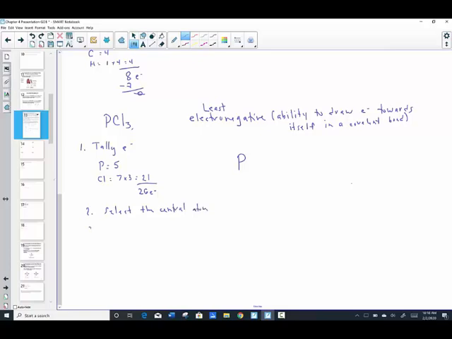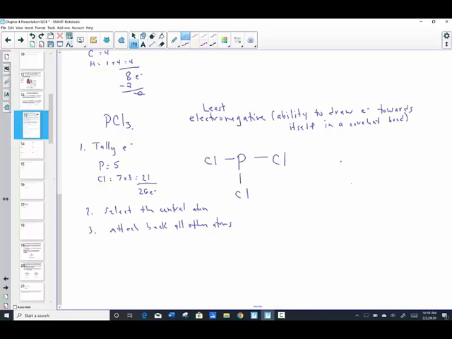Step number 3, attach back all of the other atoms. So when I attach back, that's chlorine, chlorine, chlorine. Those are the 3 chlorines. I attached them back. And remember to retally.